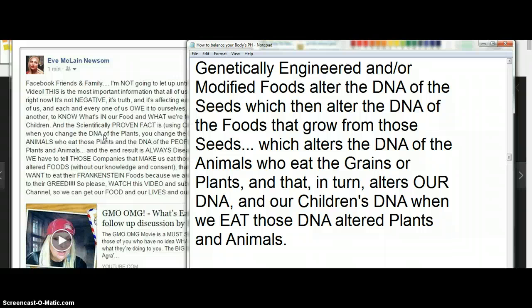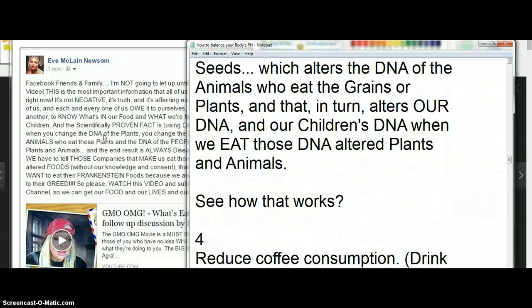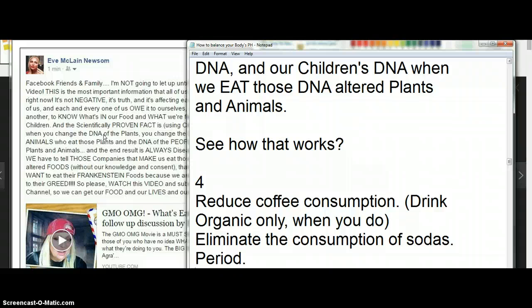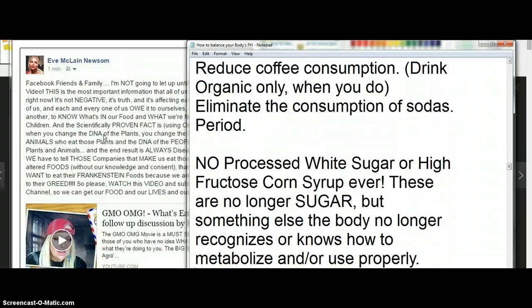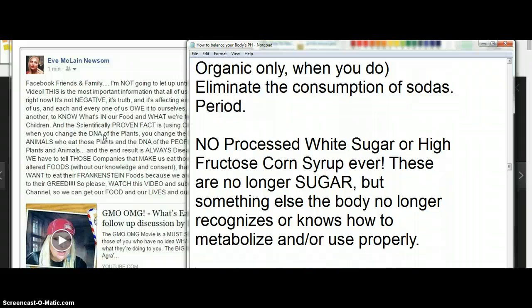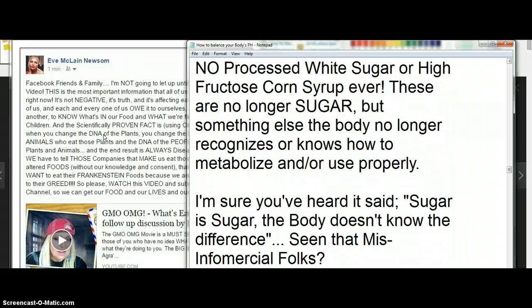Genetically engineered and or modified foods alter the DNA of the seeds, which then alter the DNA of the foods that grow from those seeds, which alters the DNA of the animals who eat the grains or plants, and that in turn alters our DNA and our children's DNA when we eat those DNA altered plants and animals. See how that works? Reduce coffee consumption. Drink organic only when you do. Eliminate the consumption of sodas, period. No processed white sugar or high fructose corn syrup ever.